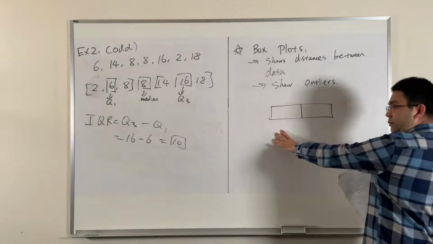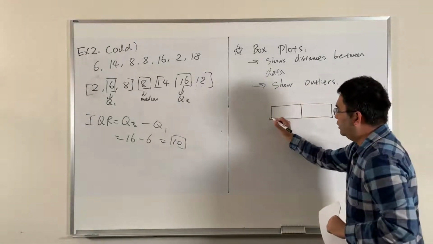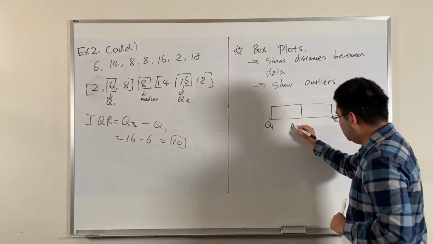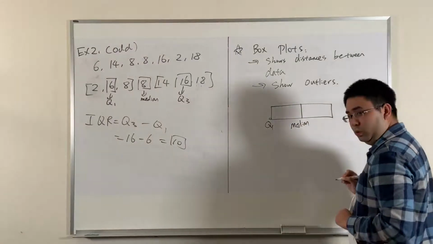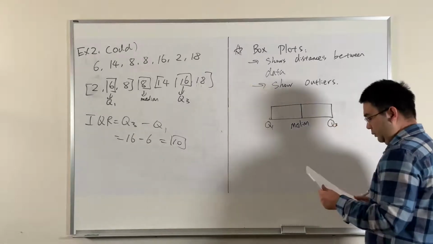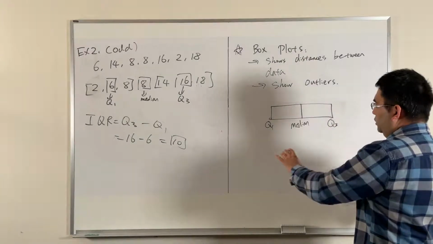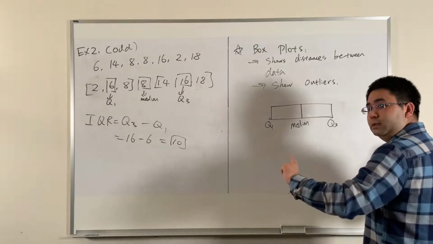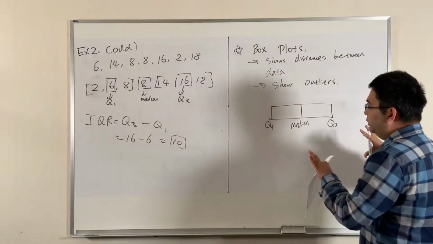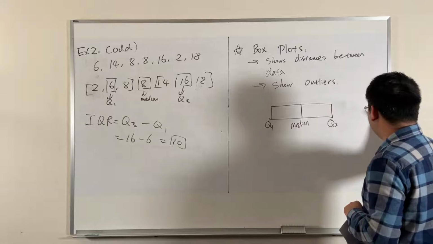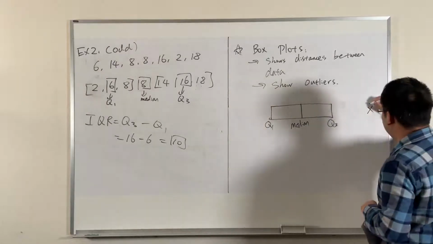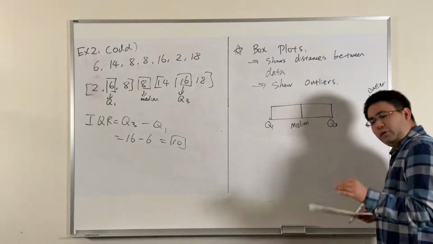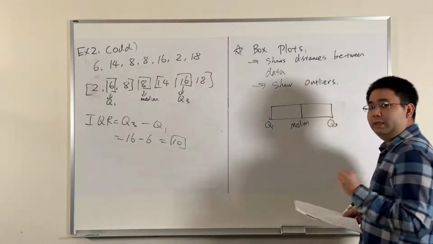First you have a box here, and then there's a line in the middle. The value here is your first quartile, Q1. The line in the middle represents the median, or Q2, and then the value here is Q3. Now, you want to use this box plot to show if there are any outliers in your data set. If there's an outlier, you use an X, a cross, to represent it. This is an outlier.